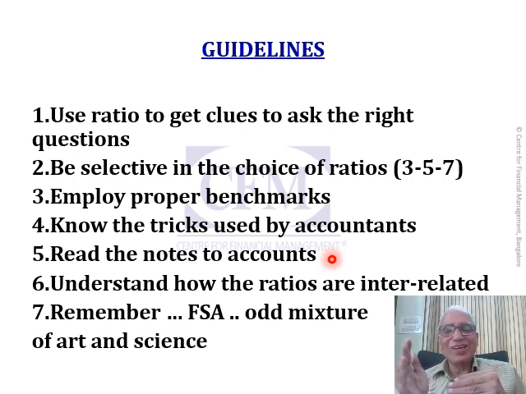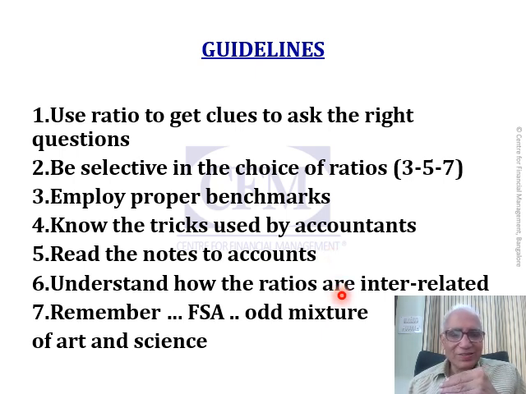The notes to accounts provide a lot of valuable information. You cannot read financial statements unless you read notes to accounts. Sometimes people find it very inconvenient and difficult to read the notes to accounts. But if you want to get a very accurate picture, you have to read the notes to accounts.